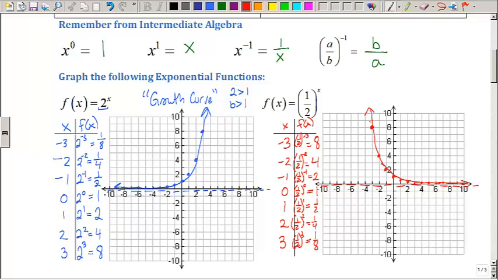The red function is an example of a decay curve. The reason it's a decay curve is because it's decreasing from left to right. Notice that my base 1/2 is less than 1 but greater than 0. Whenever your base is less than 1 but greater than 0, you'll have a decay curve, meaning it's decreasing from left to right.